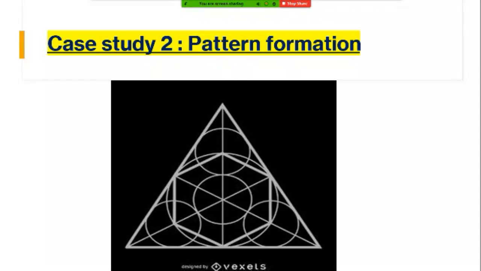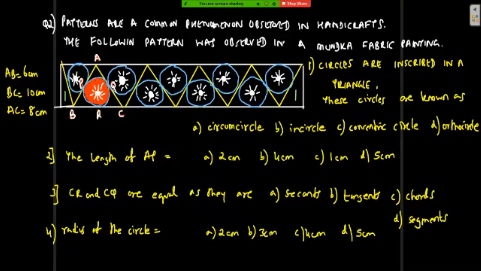That is pattern formation. Everywhere we find patterns. All around we find patterns. Everything in the universe consists of patterns. You look around in your room where you're sitting, you will have lots of patterns on the grills, your bed sheets, any handicraft, handloom, even monuments, everything has got patterns. So one question on patterns we can expect. So case study 2 is based on patterns.